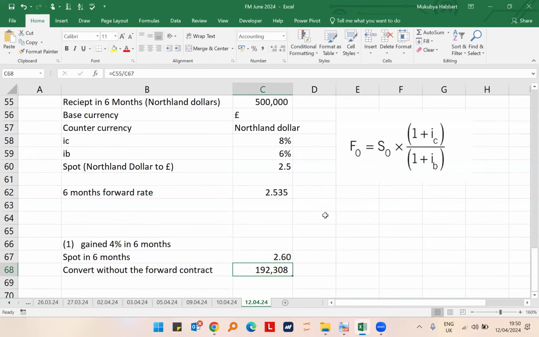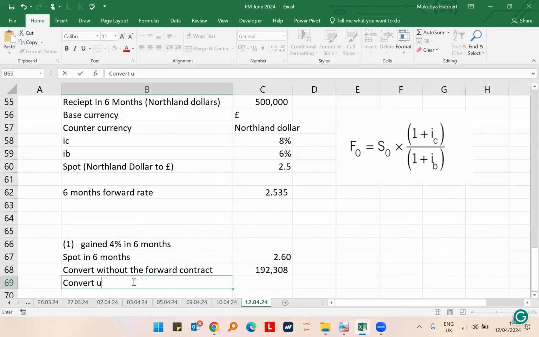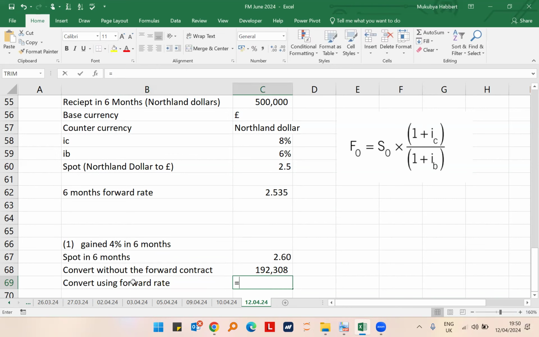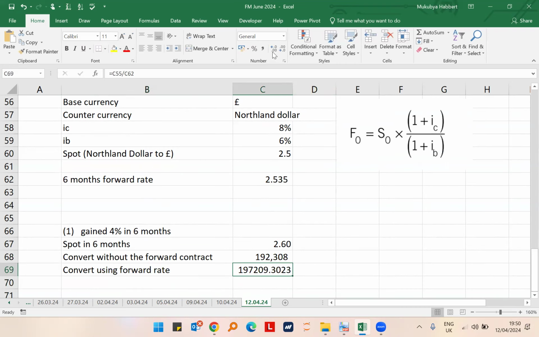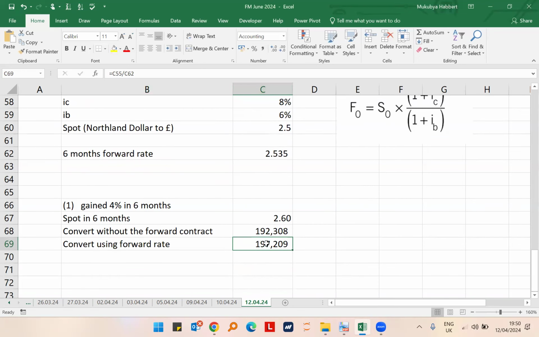Then if I convert using the forward rate, then I'll have 500,000 divided by the six-month forward rate that we have got of 2.535. So which means I'll get 197,209. So by me using the forward rate, I am getting less. Did you see? No, I'm getting actually more.